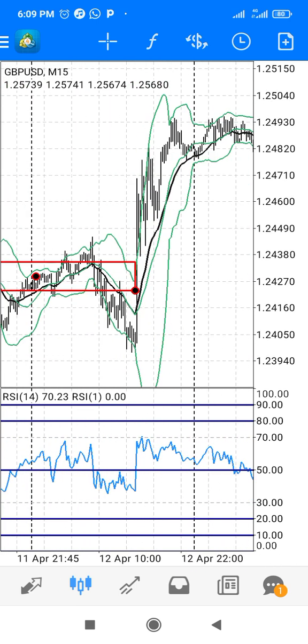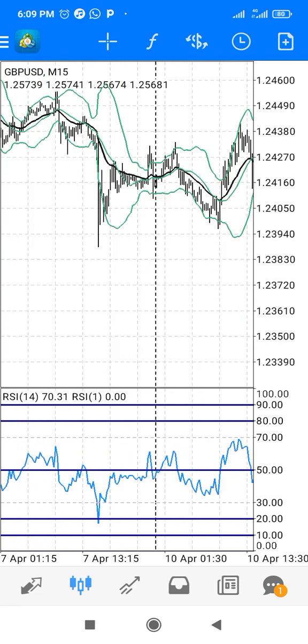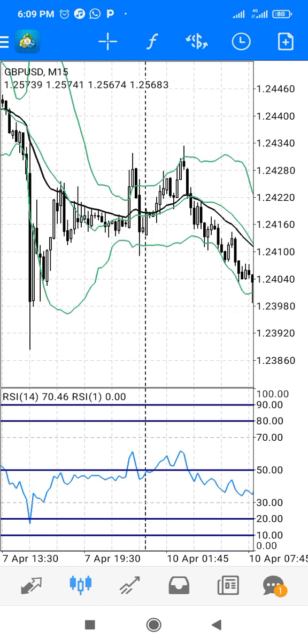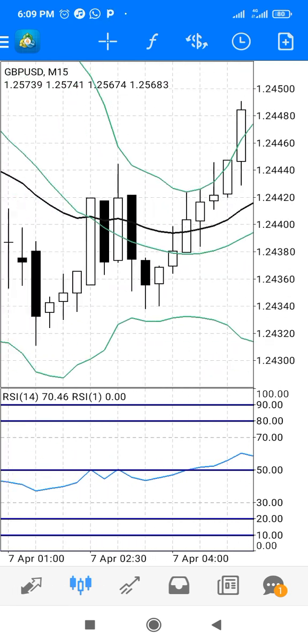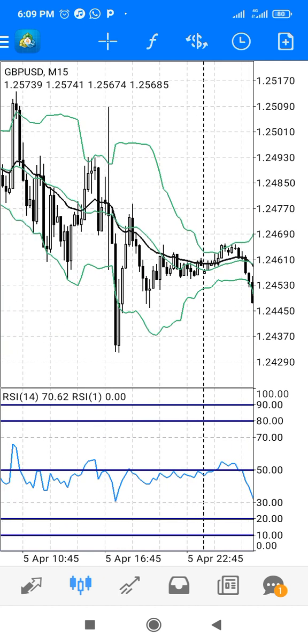Now, what is the third method of identifying supply and demand zones? The third method is the gap. The gap method. What is a gap? A gap occurs when the market closes for the day, and mostly it occurs overnight, when the market closes and opens below or above the closing price of the previous day.